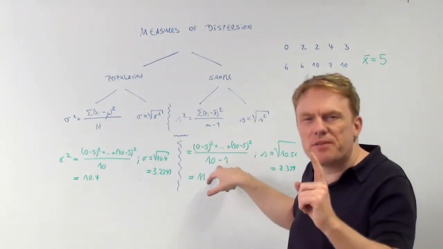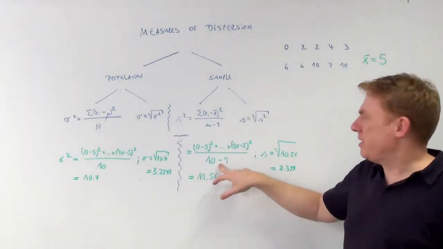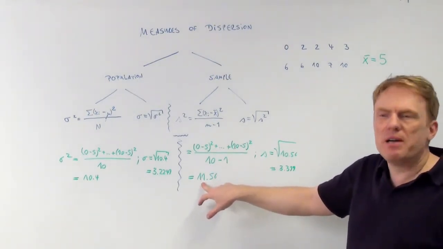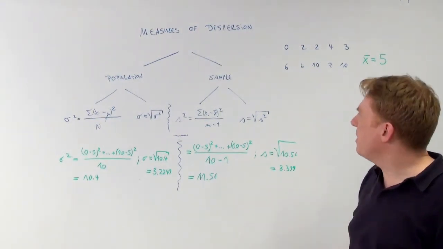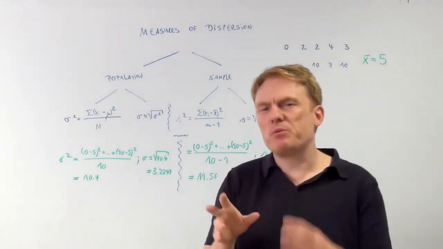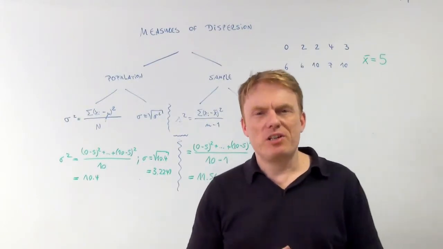That's the one and only difference between the population variance and the sample variance. Divided by 9 gives us 11.56 with a standard deviation of 3.399. So that's very important to understand. We have two different types of variance. We have two different types of standard deviation.